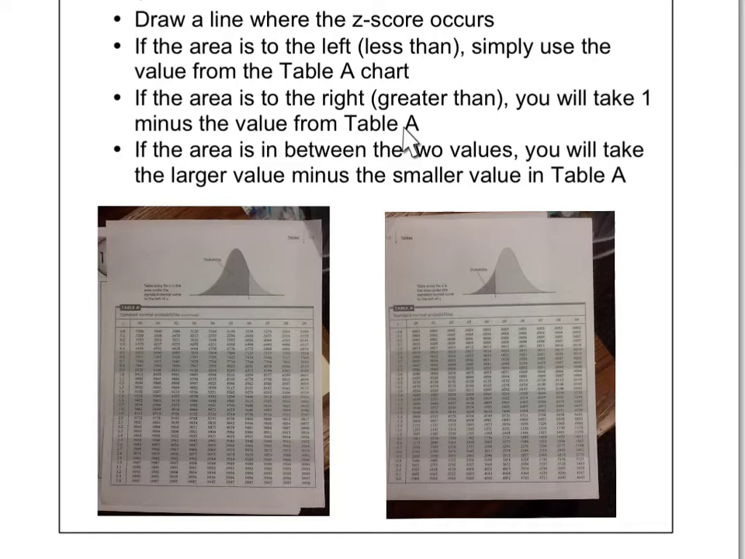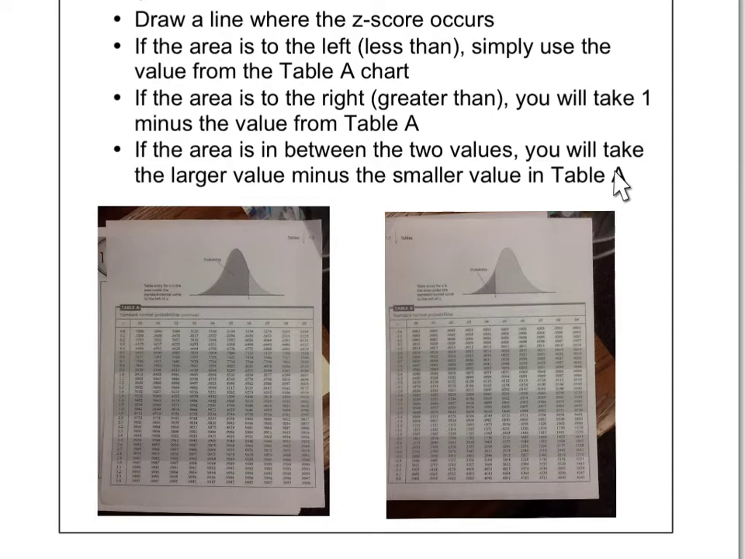Okay. If I want to know the area to the right of the z-score, I've got to take 1 minus that value, because remember, the chart is always going to give you the area to the left of the z-score. Okay, so if the area is between the two values, you're going to take the larger value minus the smaller value. Okay, the larger value from your z-score minus the smaller value from your z-score.